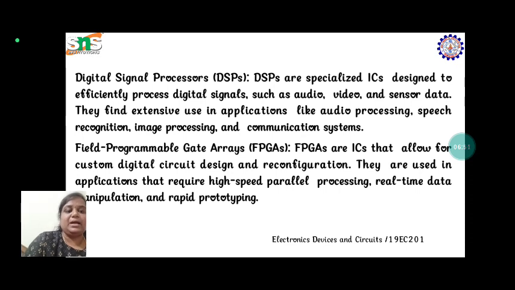And field programmable gate arrays, FPGA. A field programmable gate array is a type of array circuit that allows custom digital circuit design and reconfiguration. They are used in applications that require high speed parallel processing, real time data manipulation and rapid prototyping. So array is nothing but, as I said, ICs are integrated with active and passive components. Some active and passive components like transistors, so many transistors form one IC. So in that we are learning about the field programmable gate array.